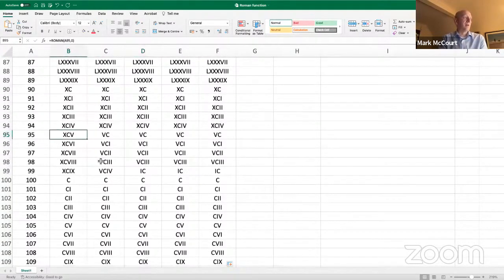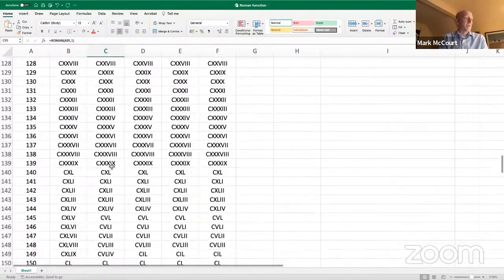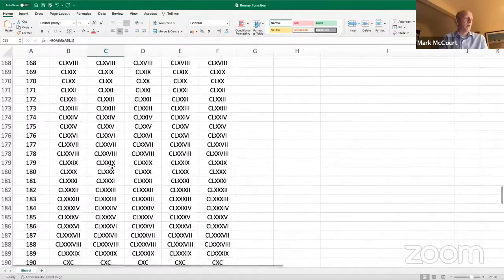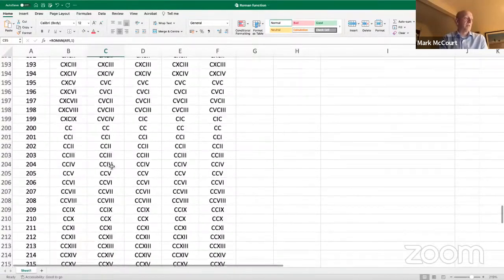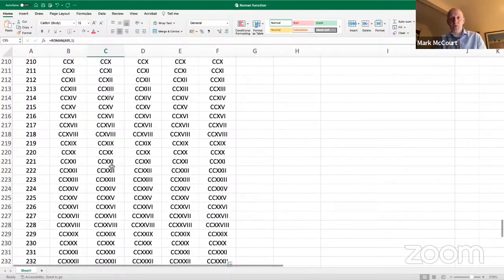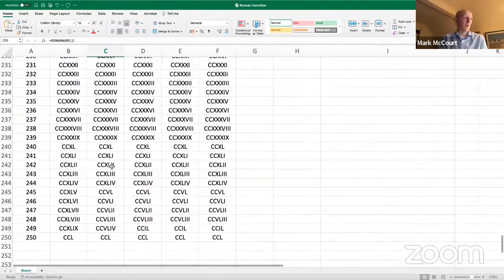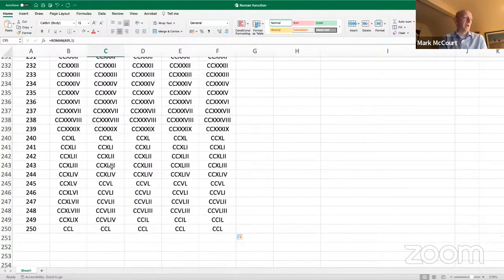Look at 95 here, XCV. Yes, okay, so 100 minus 10 plus 5, but it's also true we can write VC, 100 minus 5. So the Roman function in Excel is quite a nice way of looking at some of the variations that exist. There is no set of rules as to how Roman numerals are written. There is no one way that we have to follow at all.